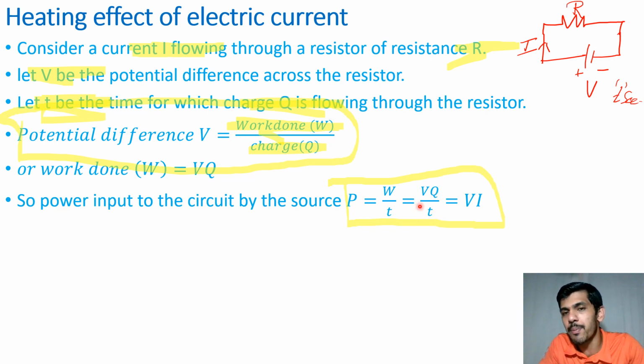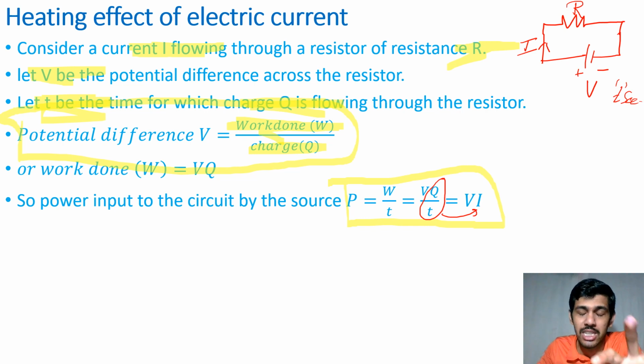If you write V into Q by t separately, what is Q by t? The rate of flow of charges is nothing but the current. So V remains as it is, and Q by t is the current, so V into I. So the power input to the circuit by the battery, the source, is equal to V into I. The battery has given some power to the circuit.